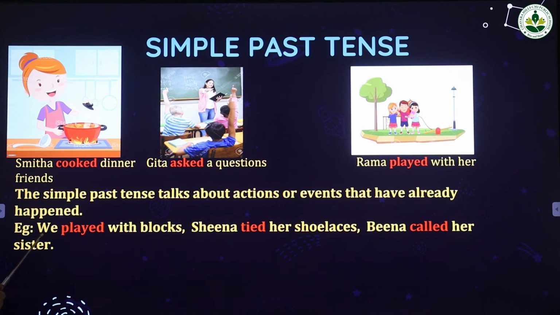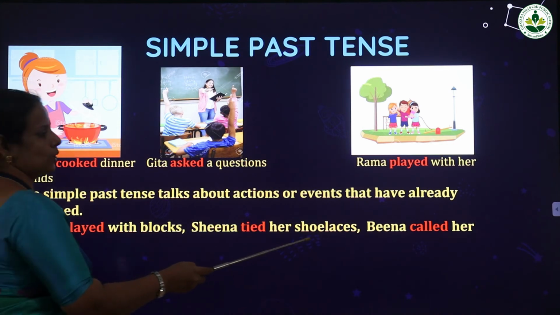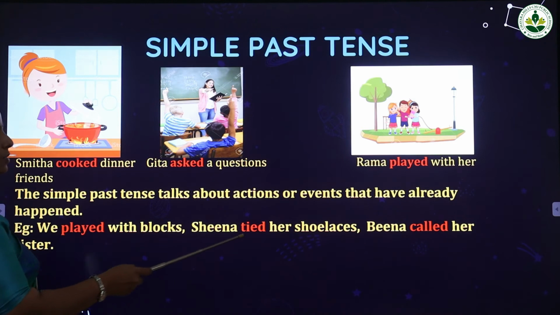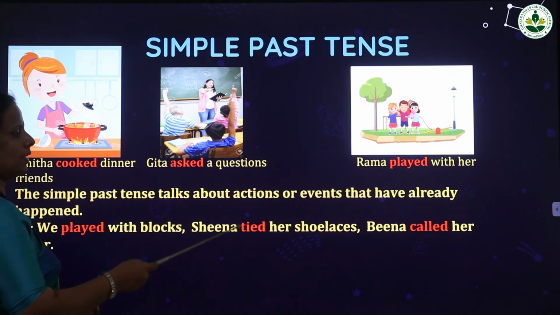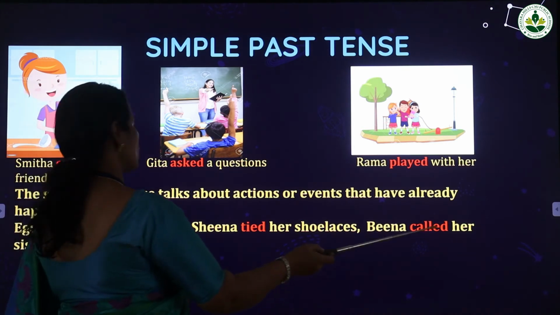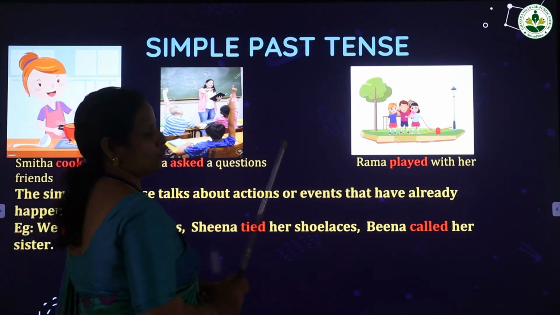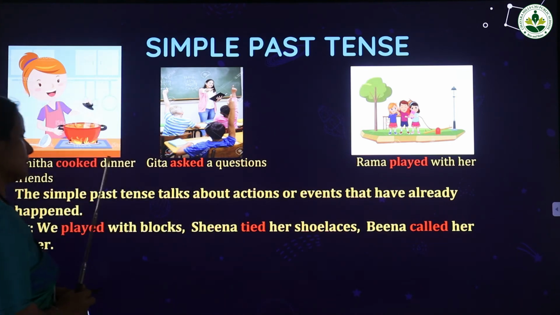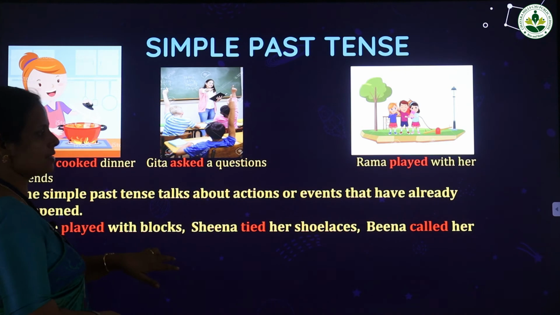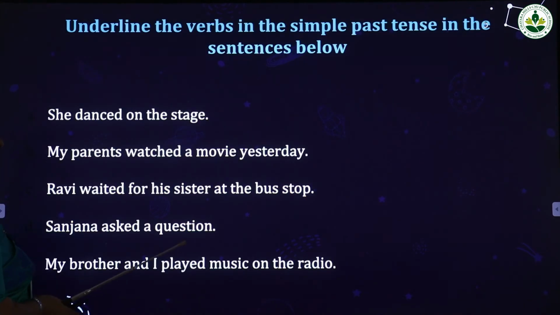For example, we played with blocks, which means the action is over, it is completed. Sheena tied her shoelace. There also, tied is the verb, and the action is over. Then Beena called her sister. The word called is in past form. So remember, in past tense we talk about the actions or events that have already happened.